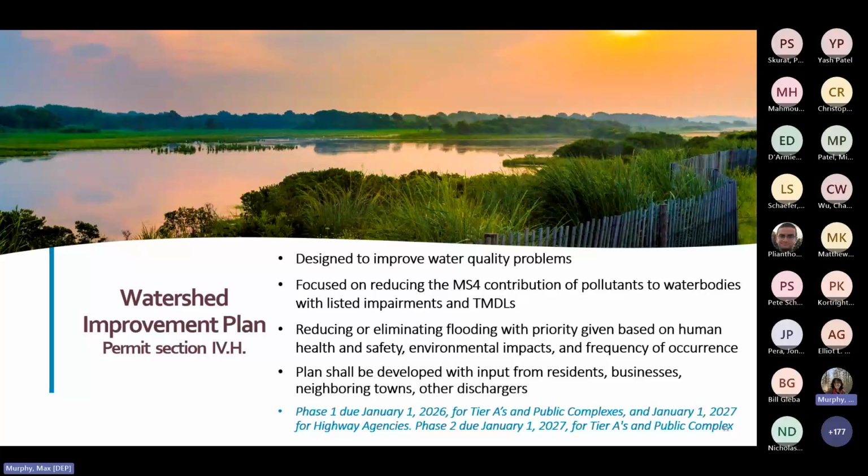The first, which involves data collection and summarization, was due January 1st, 2026 for Tier A's and public complexes, and will be due January 1st, 2027 for highway agencies. Guidance for the Watershed Improvement Plan can be found on the department's website.